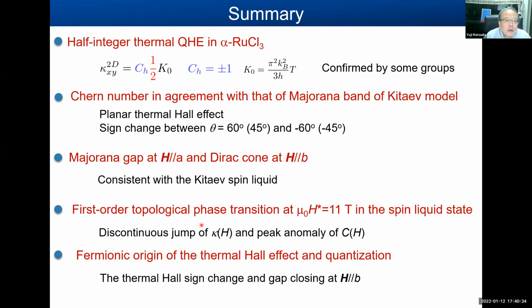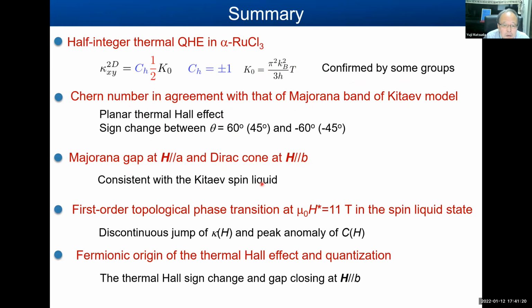Let me summarize my talk. So we observe the half-integer thermal quantum Hall effect in alpha-RuCl3, which is quantized in the unit of K0. This is confirmed by some groups, but not confirmed by some groups. The Chern number is in agreement with the Majorana band of the Kitaev model. And we observe the planar Hall effect, and the sign change occurs between 60 degrees and minus 60 degrees. The specific heat measurement shows a Majorana gap in magnetic field parallel to the axis and the Dirac cone at magnetic field parallel to the B axis. This is consistent with the Kitaev spin liquid.